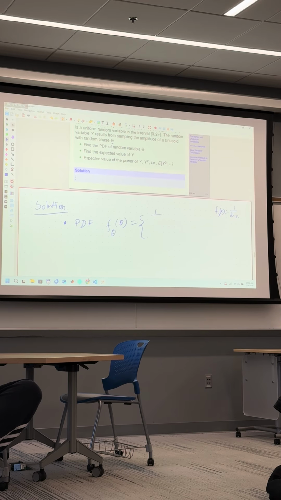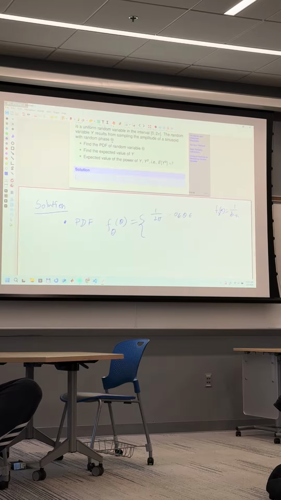So b is your 2 pi. 2 pi minus 0 is going to be 2 pi, for 0 less than or equal to theta less than or equal to 2 pi, and it is 0 otherwise. So this is the solution of the first part.